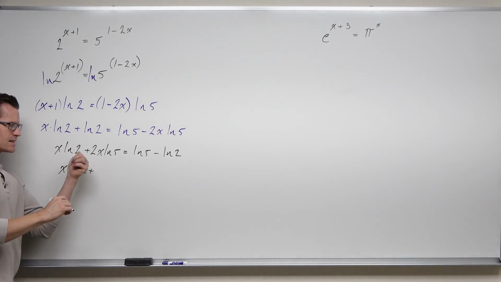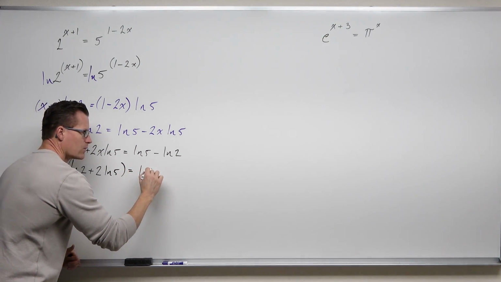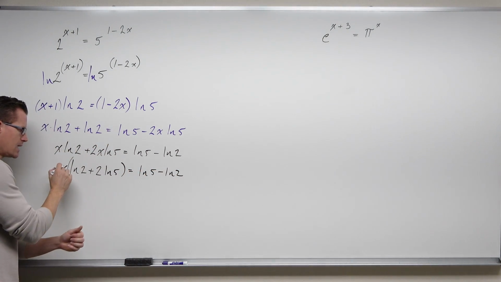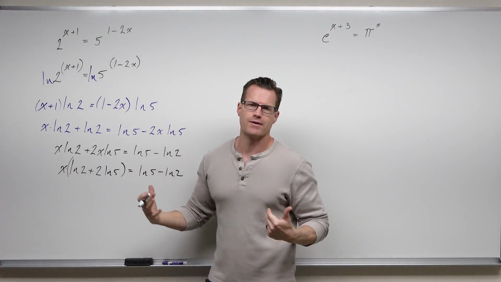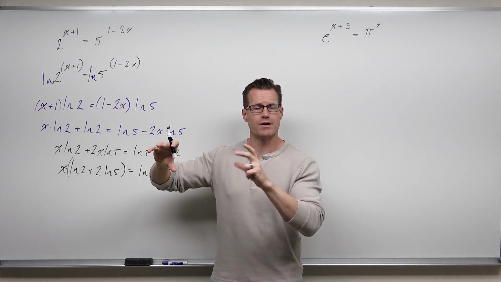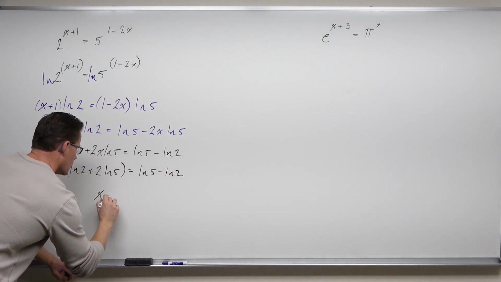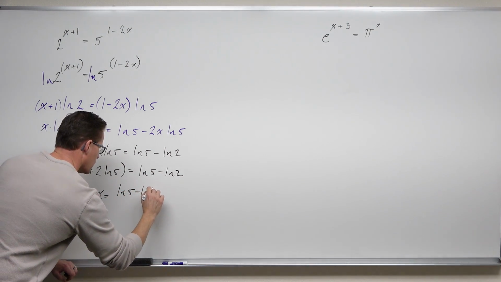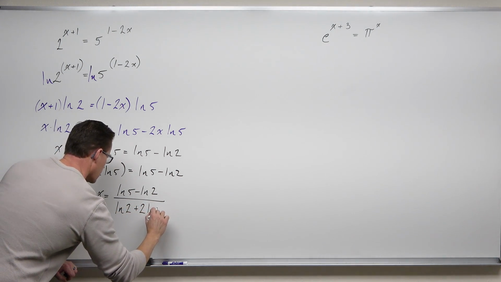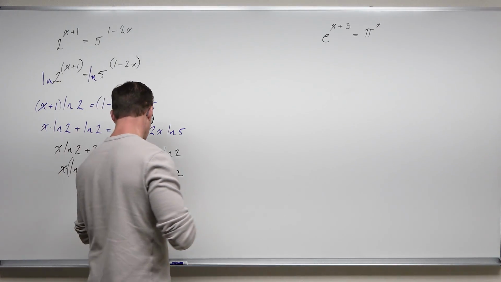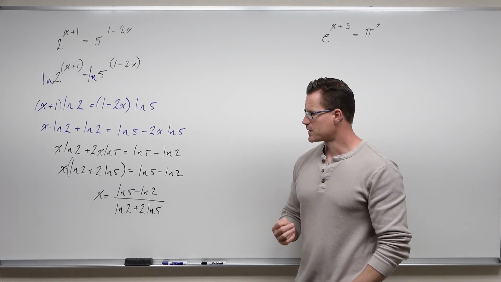So factoring x, we factor x and get ln2. We factor x and get 2 ln5. This is great. This is exactly what we want, because it creates a product for us. And how we undo products is with division. Before that, we had 2x's, we couldn't really divide it, it wouldn't be relevant. But now that we have that factored version, we can divide both sides by whatever that expression is. So ln5 minus ln2 all divided by ln2 plus 2 ln5.